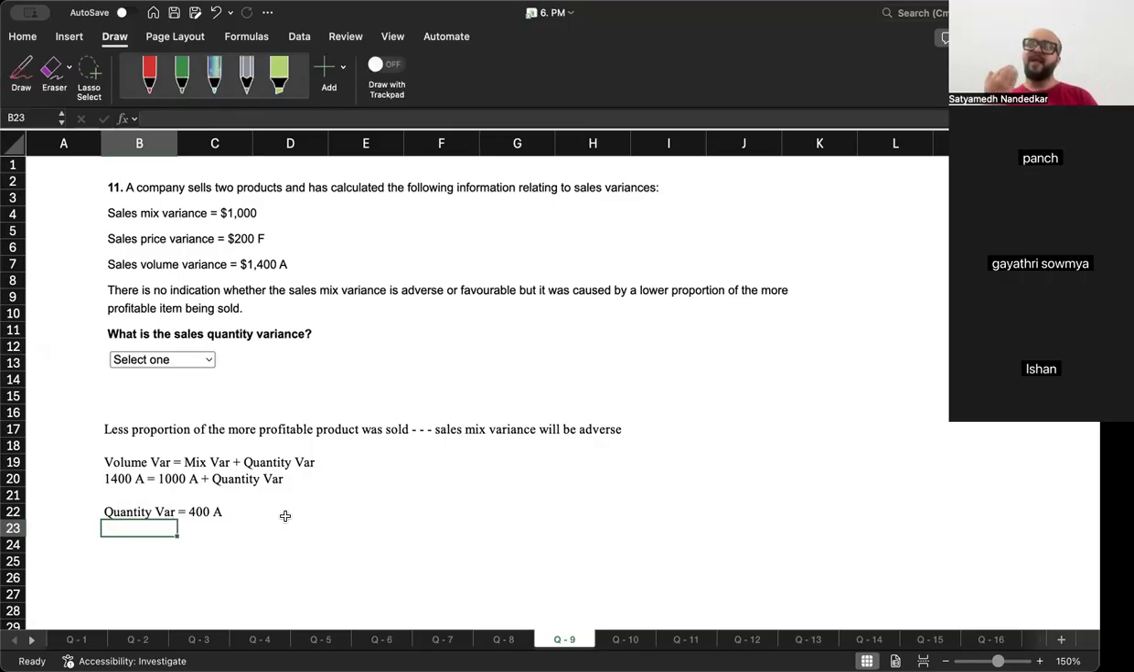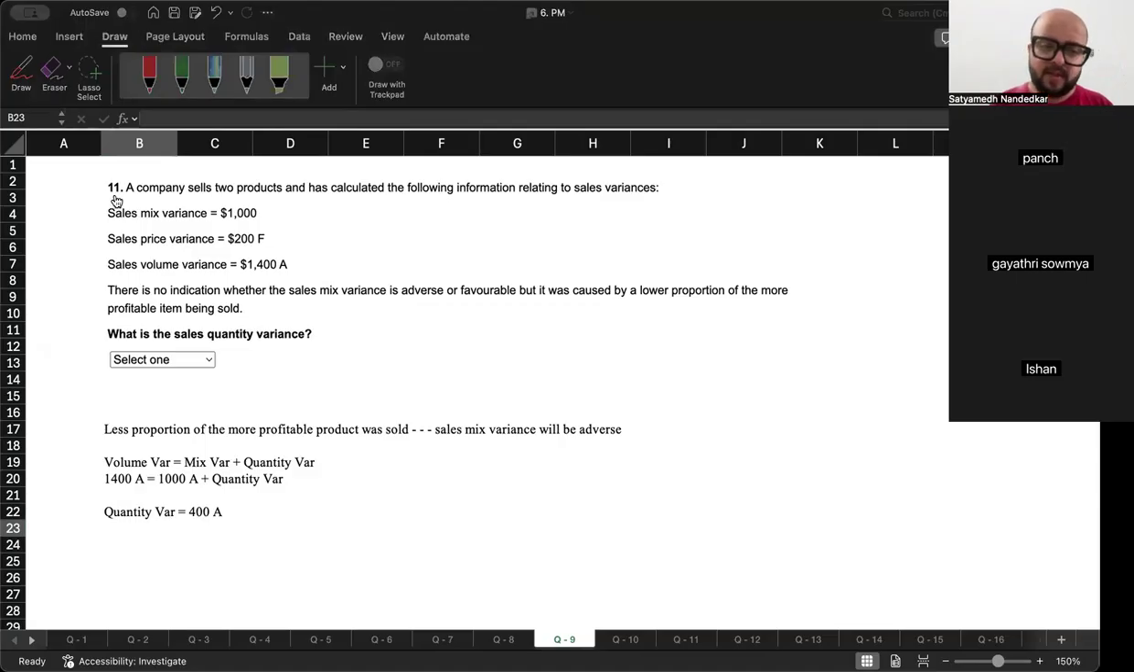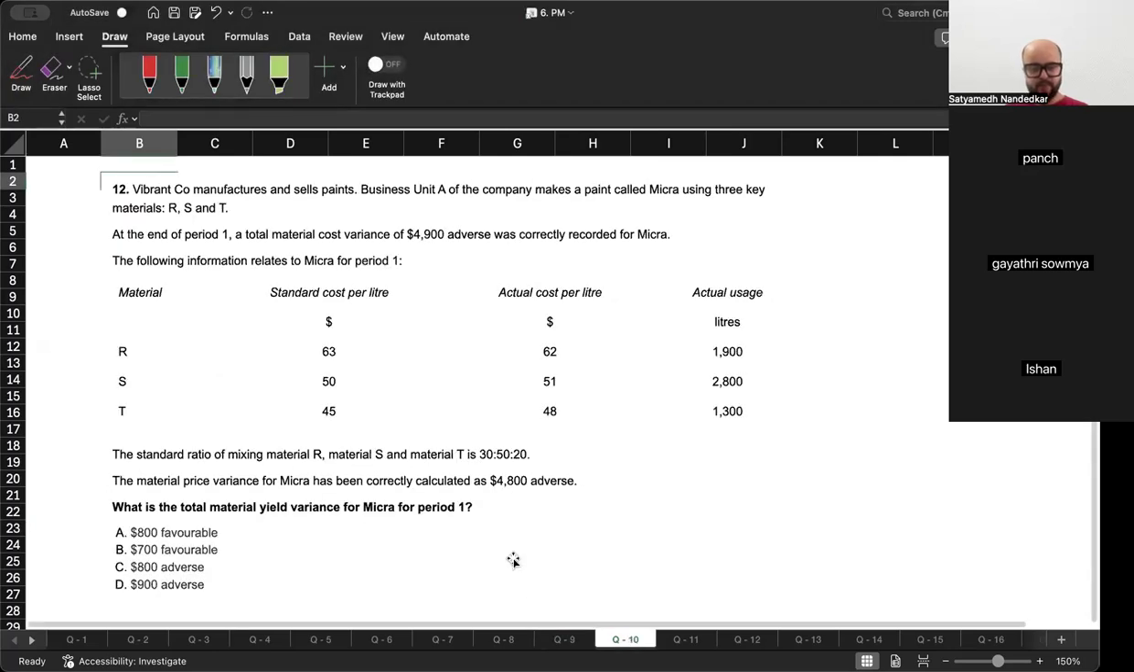See, if you are selling less units of the more profitable product or less proportion of a more profitable product, overall profit will fall, and that is your sales mix variance. So that has to be adverse because you are selling fewer units of the more profitable product, right? Which is why that variance is adverse. And naturally we know volume variance is the total of mix variance plus quantity variance. You have the mix variance, so now you can calculate the quantity variance. Are you with me? Yes, sir. Okay.